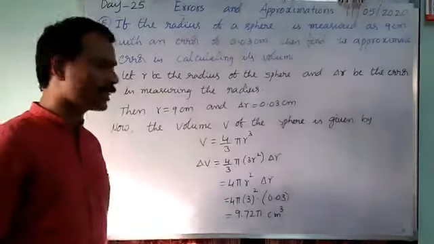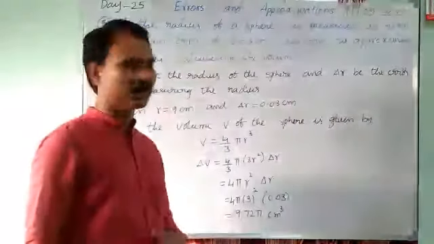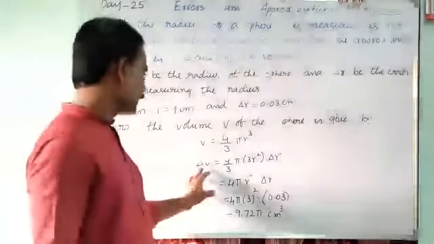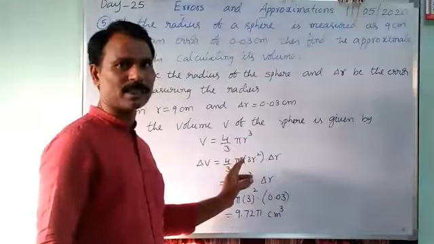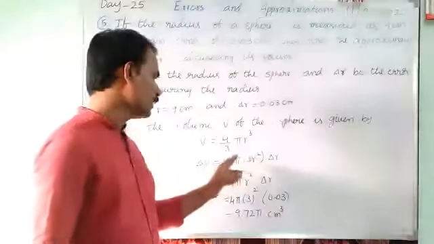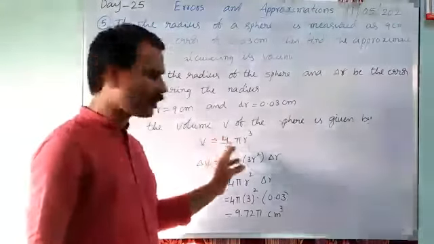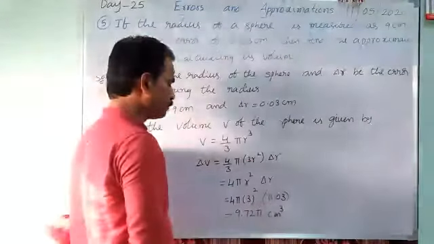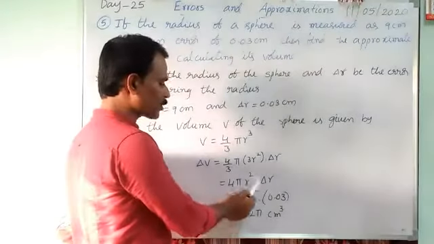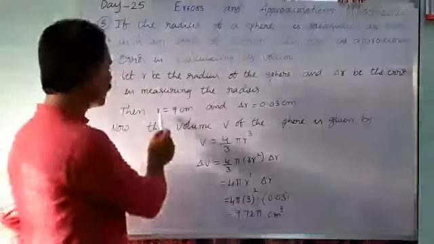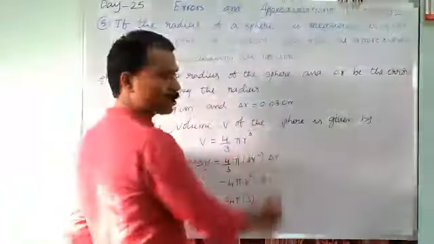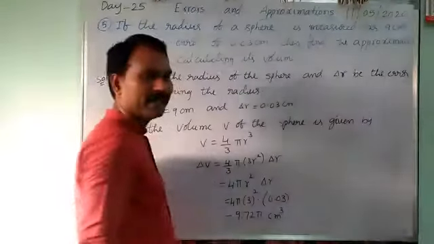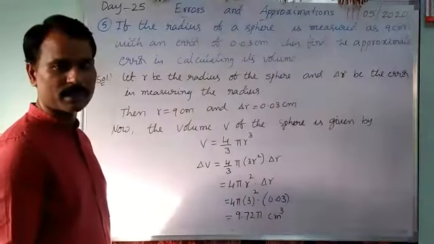Now the volume V of the sphere is given: V is equal to 4/3 pi r cube. Now what I said, delta V with respect to r means f dash of r into delta r. 4/3 into pi is the constant. The derivative of r cube is 3r square, and into delta r will come. So 3 will cancel, guys: 4 pi r square into delta r. Already he mentioned r is equal to 9 cm, delta r is equal to 0.03 cm. Substituting those values, we get 9.72 pi cubic centimeters.